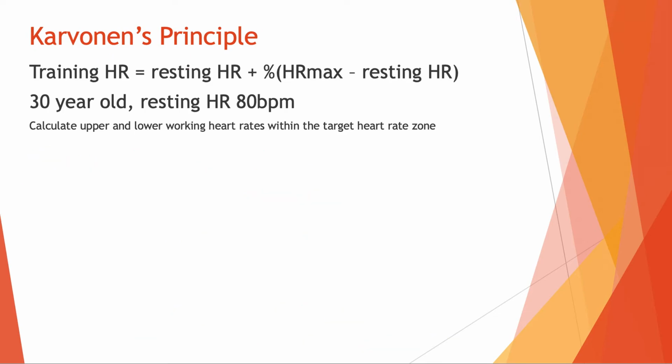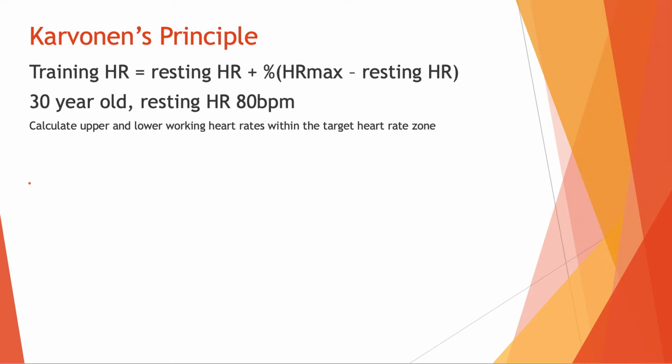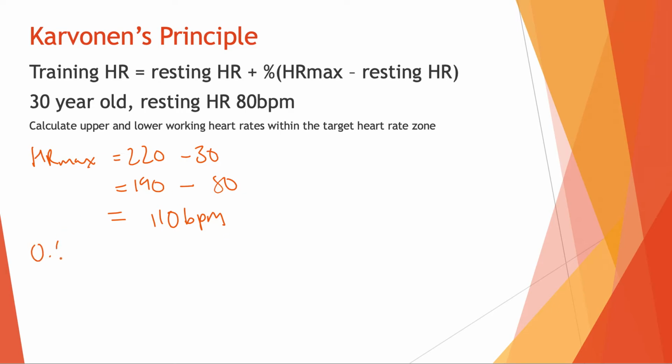Let's now do a 30-year-old with a resting heart rate of 80 beats per minute to allow us to compare it to the 30-year-old with a resting heart rate of 50 beats per minute. Okay, so heart rate max again is 220 minus age, which is 30, to give us 190. We're then going to minus the resting heart rate, which in this case is 80, which gives us 110 beats per minute. So this person's heart rate reserve is 110 beats per minute. We then need to times it by 0.65 and 0.85 to give us 65 and 85% of that.